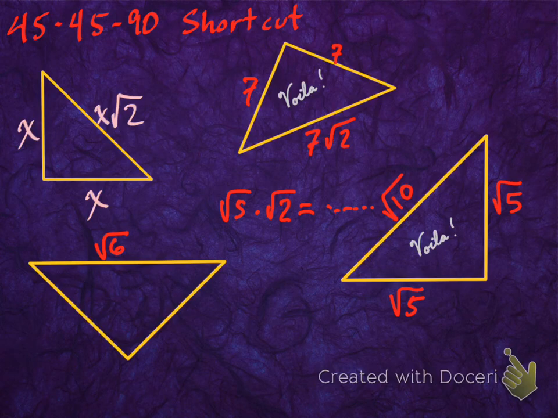Let's try one where the hypotenuse is the square root of a number. Let's say the hypotenuse is the square root of 6. Well, look at that previous example that we just did. Notice the relationship between the hypotenuse and the two legs. I bet you could already figure out how long the two legs are. They are both the same length, in other words, they're congruent, and they are both the square root of 3.